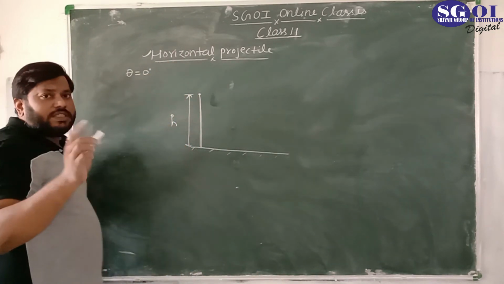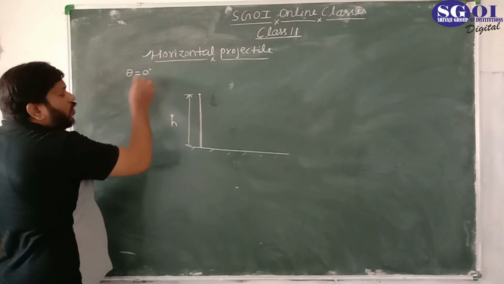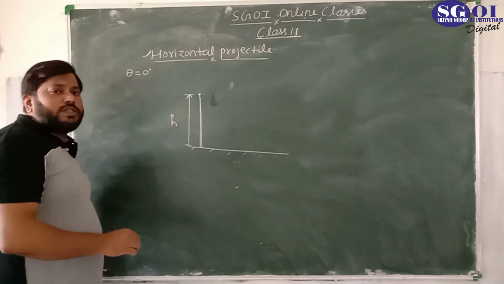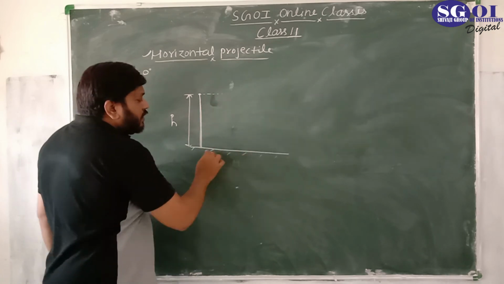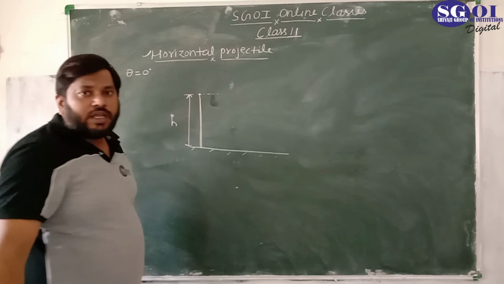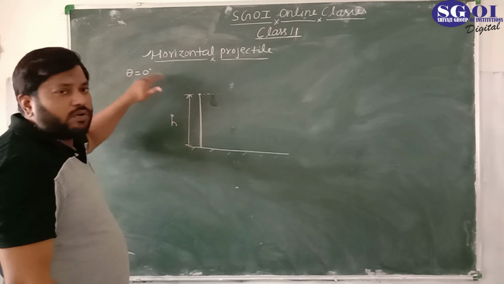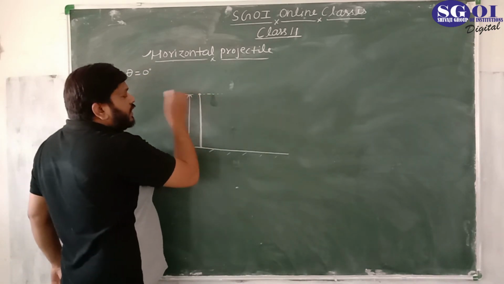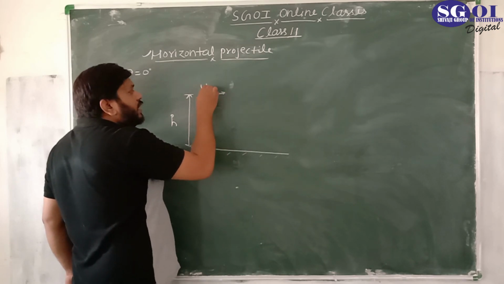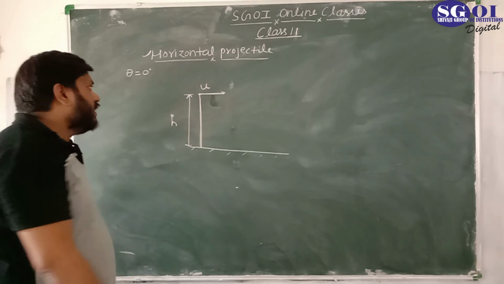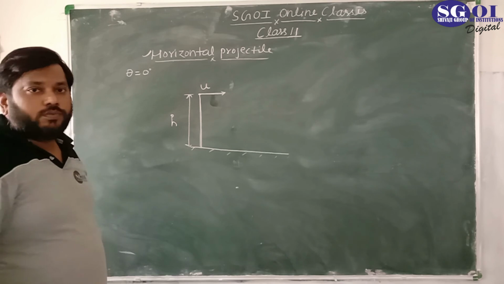Why? Because the motion is in a plane. We would see here, the angle from the horizontal is 0. So in which direction is it projected? First of all, draw the horizontal. This surface is parallel to this horizontal, and it is thrown horizontally, which means angle theta equal to 0. So it is projected along this direction with initial velocity, let's say u.